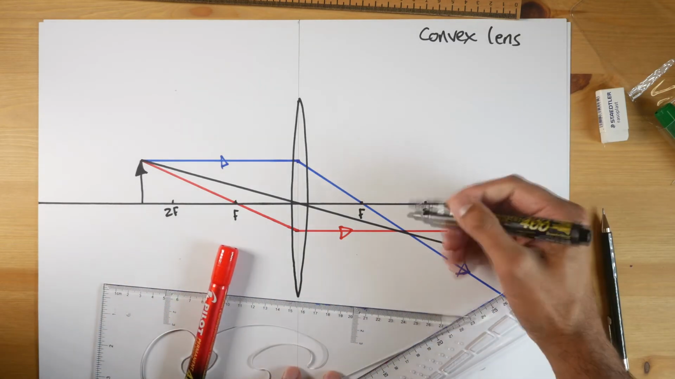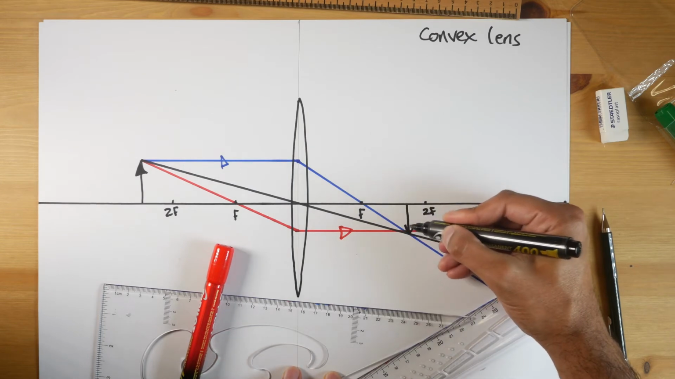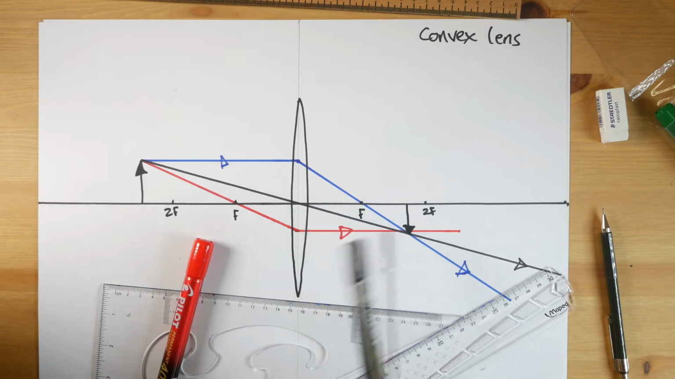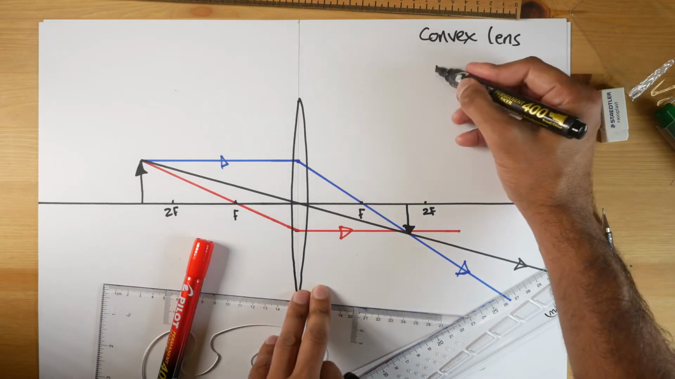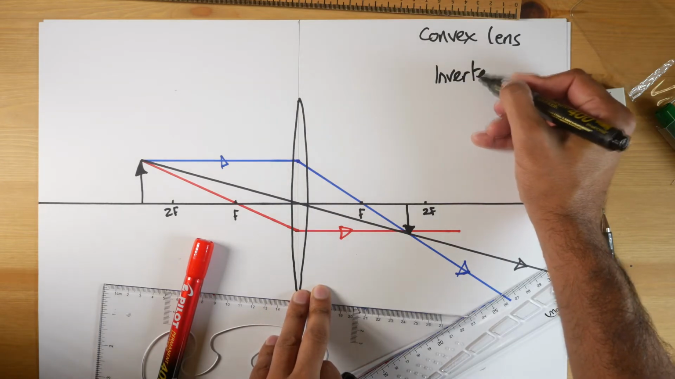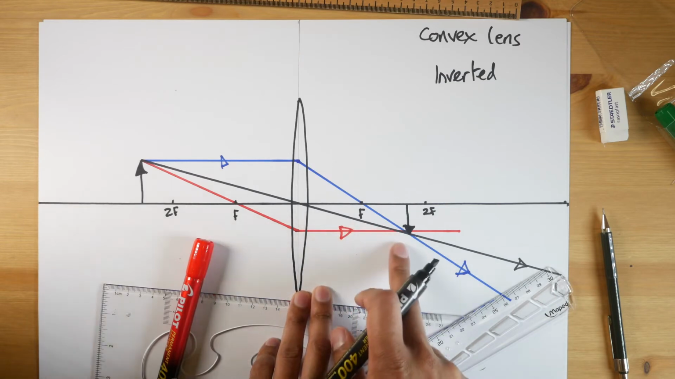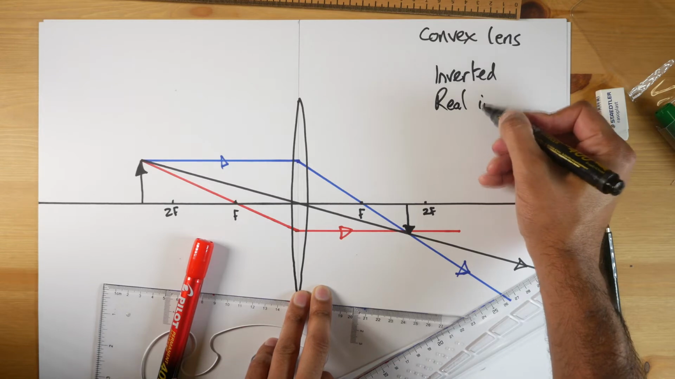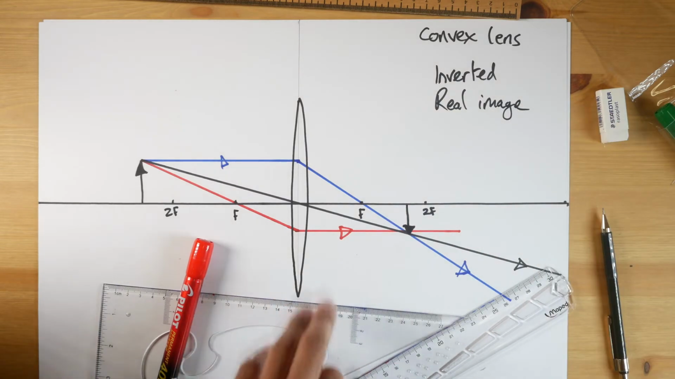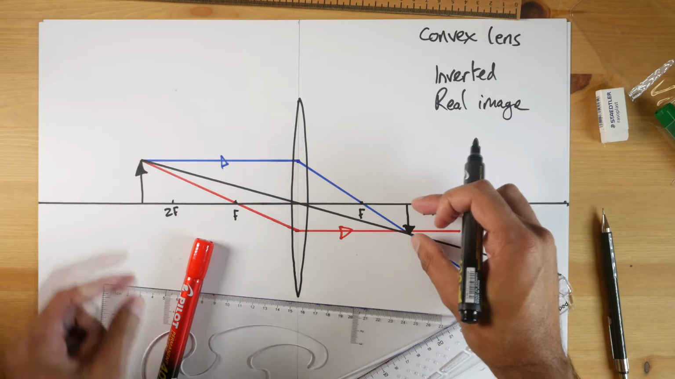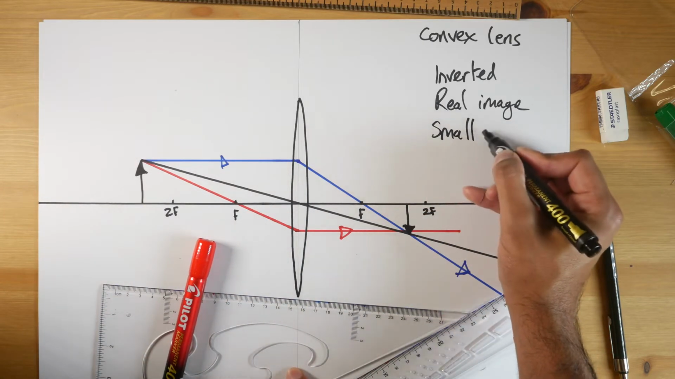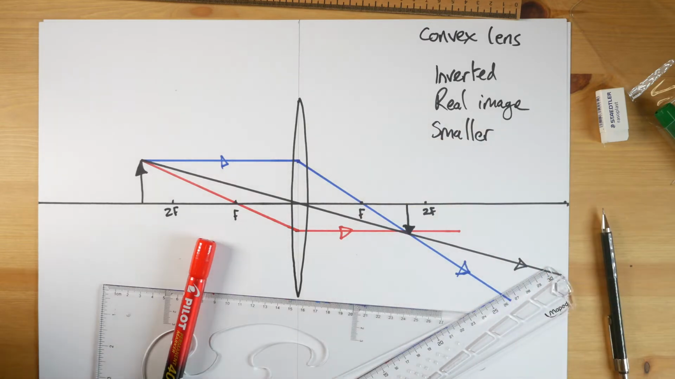And that forms your image like that. And then we've got to give it some image properties. Okay? So firstly, this one is upside down. We can call that inverted. Because it's made out of real light rays, we say it's a real image. And also, if you have a look at it, it's going to be a little bit smaller. So it's an inverted, real, smaller image.